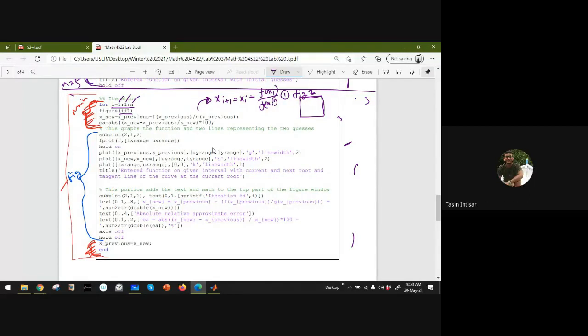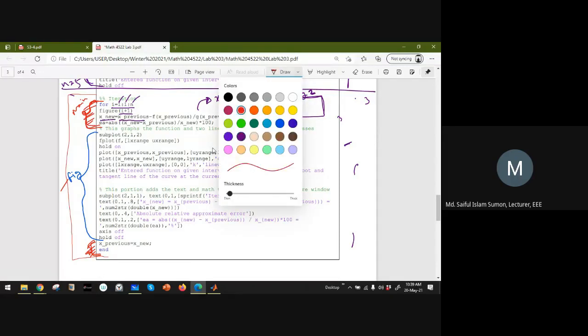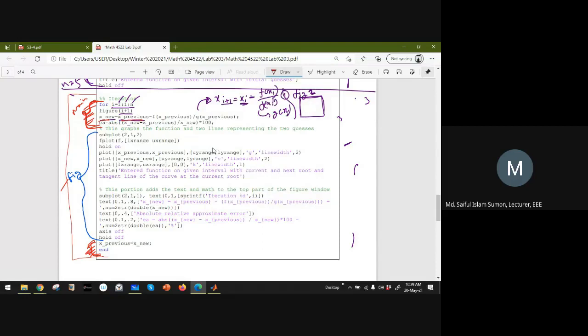And f(xi) was how much? g(x). Can you remember? Yes, sir. The derivative, I have done that equation. Xi plus 1 is actually x new. X new is equal to x previous minus f(x previous) divided by g(x previous), meaning f prime (xi). Okay, are you okay with this line?